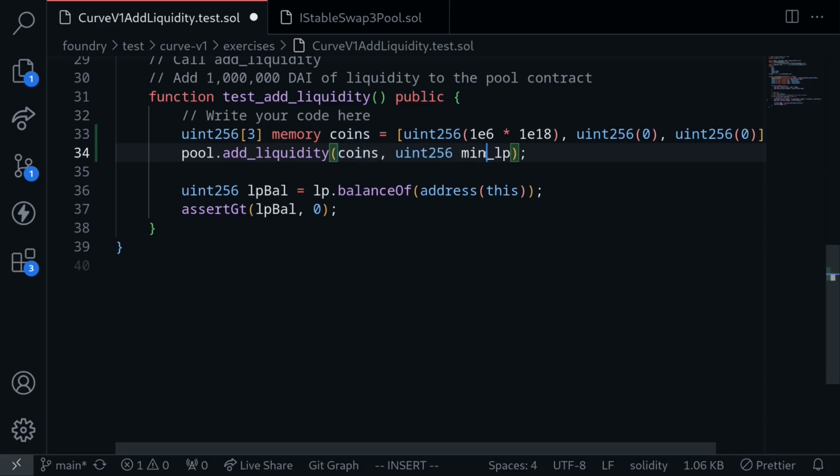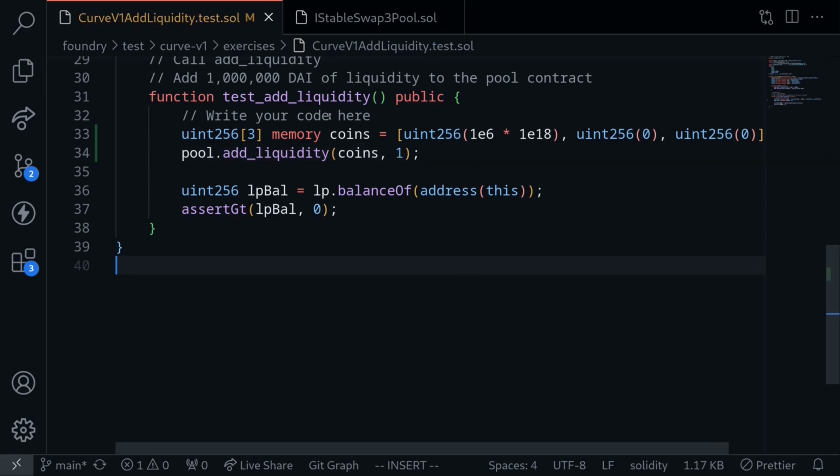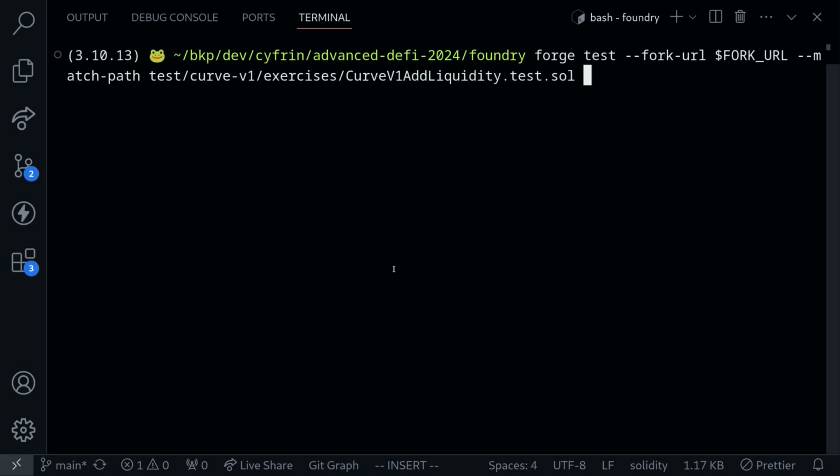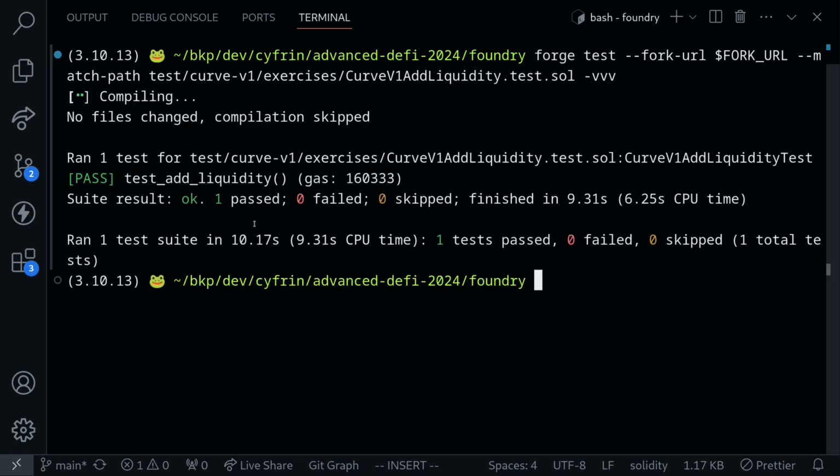And next, let's prepare min LP, the minimum amount of LP tokens to mint for putting in 1 million DAI. For simplicity, let's just put a 1 here. Okay, that completes the exercise for add liquidity. Let's try calling this function. Inside the terminal, I'll type forge test --fork URL from my environment variable, and then match path, Curve V1, exercises, Curve V1 add liquidity.test.sol. Okay, and then type BBB to see what console logs prints out. So now we've added liquidity.